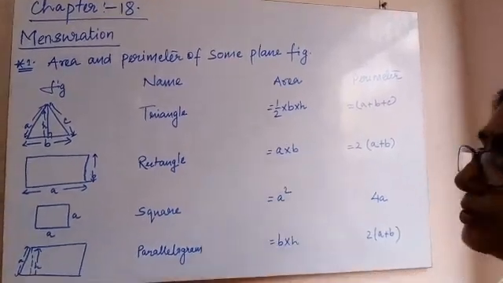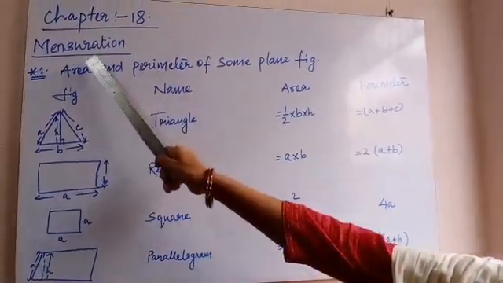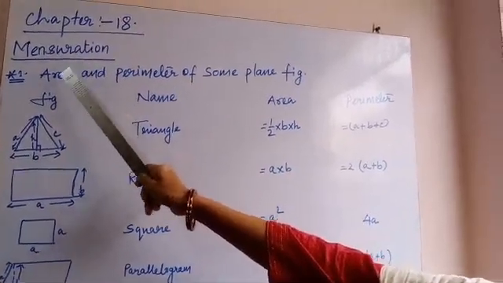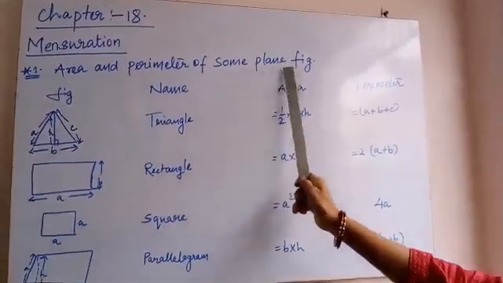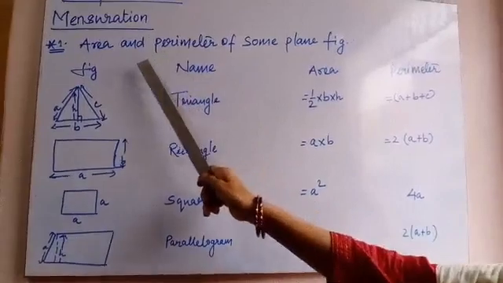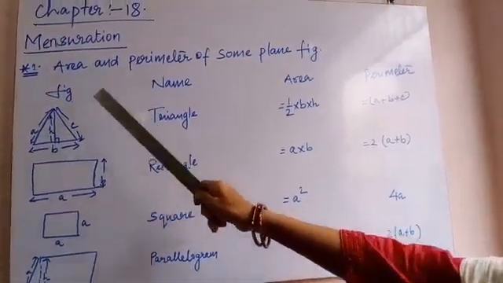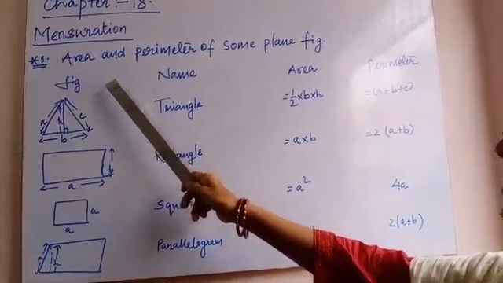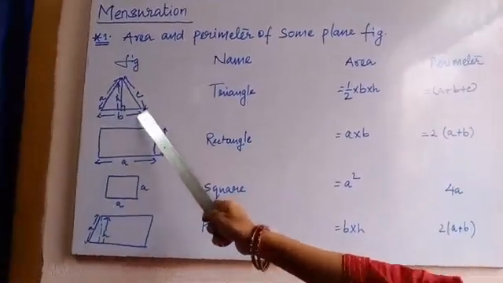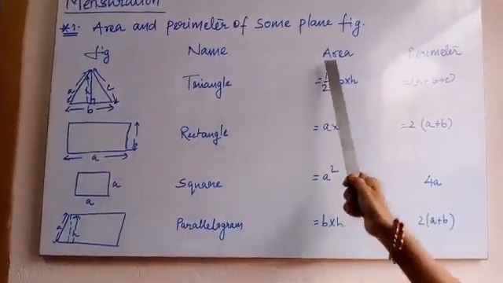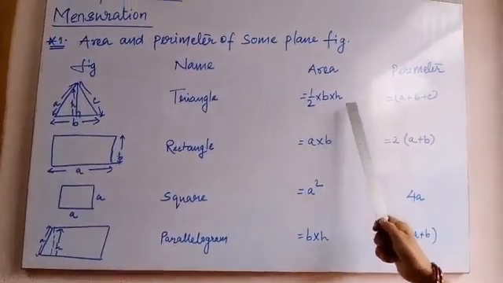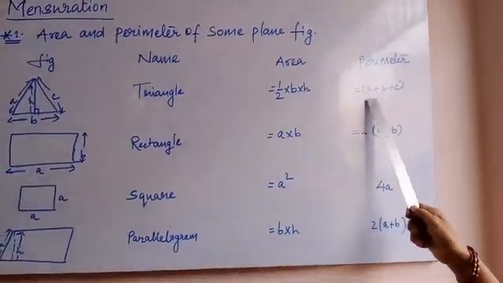Today we are going to study chapter 18, mensuration. In mensuration, we will find the area and perimeter of some plane figures and the area and volume of some solid shapes. Then we recall some formulas of plane figures. First is triangle. Area equal to 1 by 2 b into h and perimeter equal to a plus b plus c.